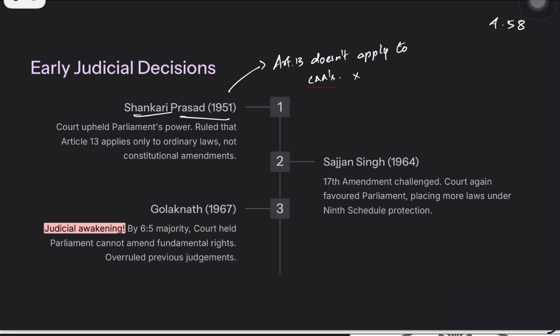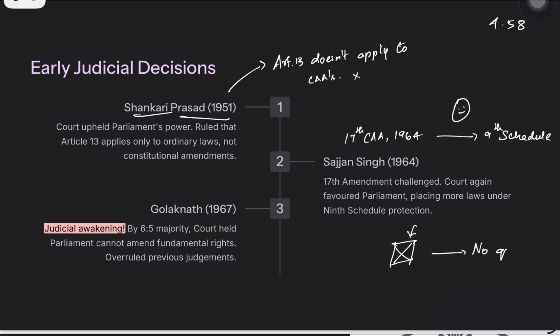Now, because the Parliament got the judgment in its favor, it got happy, and this happiness led the Parliament to make another amendment to the Constitution, that is the 17th Constitutional Amendment Act 1964. Under this new amendment, Parliament placed more matters and laws under the 9th Schedule. For clarity, I'll repeat again, the laws placed under the 9th Schedule cannot be questioned before any court of law.